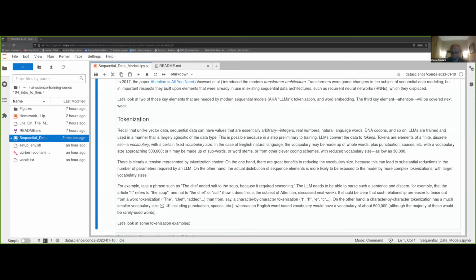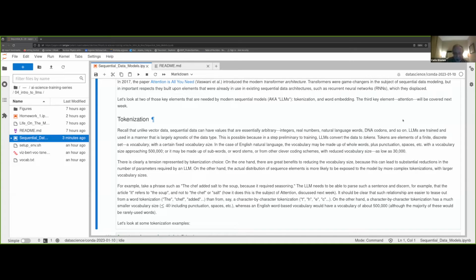Tokens basically have to be elements of a fixed finite set, and we call that set the vocabulary, and it has a certain vocabulary size, which is a key parameter of the model. Now, in the case of English natural language, English is an enormous language. It has about 500,000 words, and so if you did tokenization in English words, that would be quite expressive of the structure of the English language, but it would have the unfortunate property of giving you this enormous vocabulary.